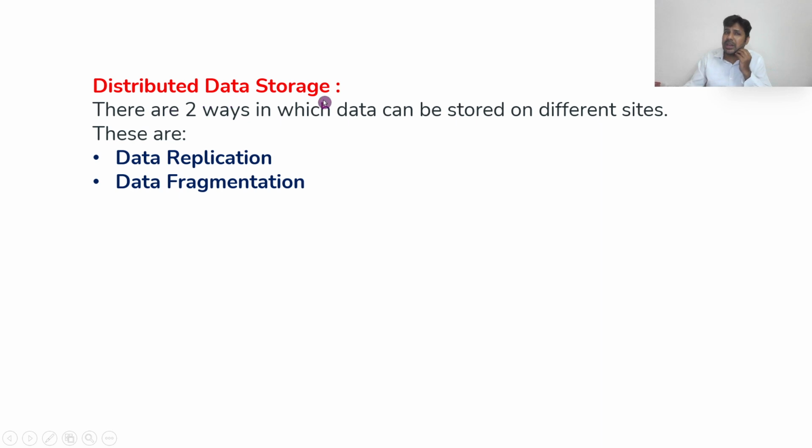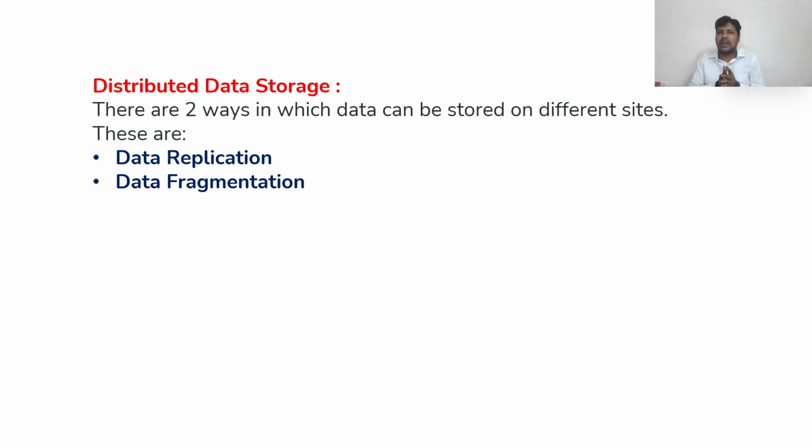Now, distributed database storage. Generally we have two ways of storing a distributed database: data replication and data fragmentation. What do we mean by data replication? Any change done in one server is automatically made in the others, like a Xerox copy, duplicating or copying the data. Data fragmentation means dividing the data into different parts and storing them.